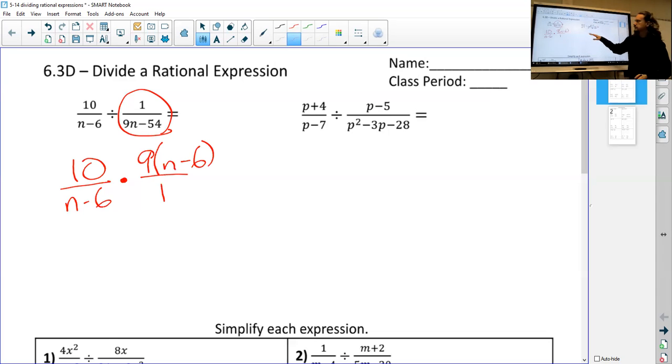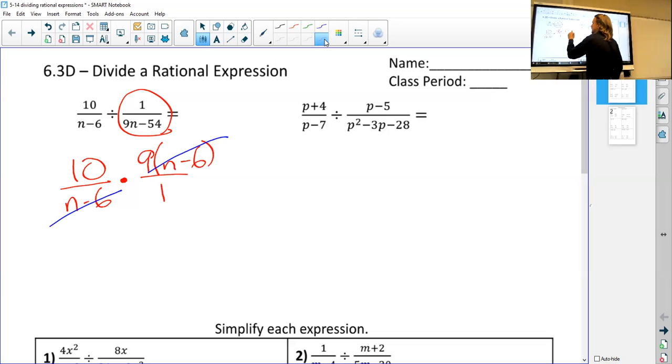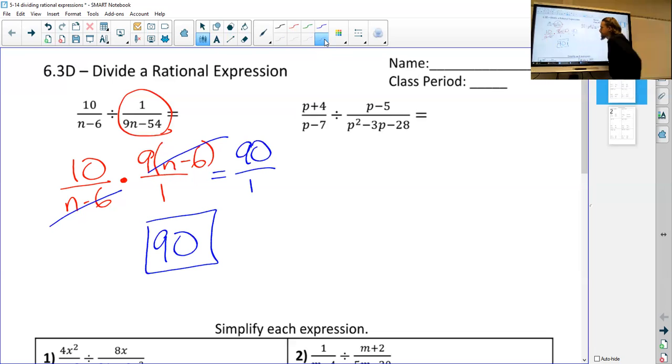Everything is factored as much as we can, so now we just simplify. Since I have an n minus 6 on top and bottom, those cancel out. I'm left with just numbers, so I multiply them together. 10 times 9 is 90 over 1, or simply 90. They're not always going to work out that easily where all the variables go away, but that's the idea. So we flip our second fraction, change it to multiplication, factor whatever we can, and then simplify.